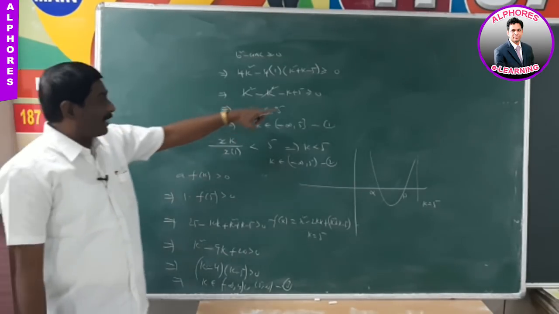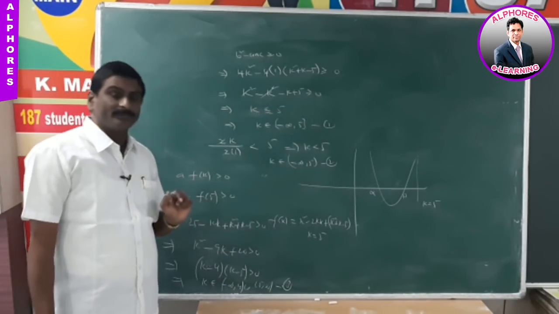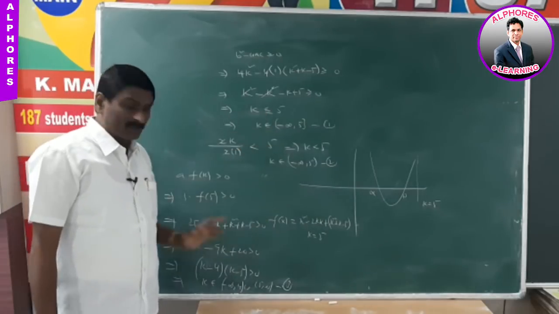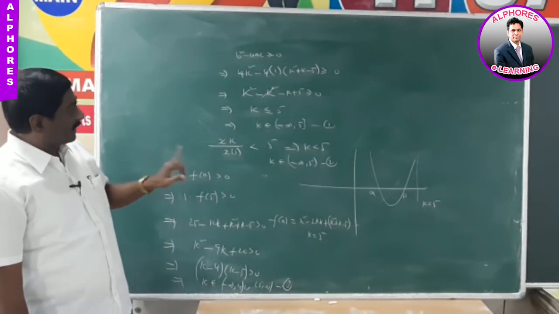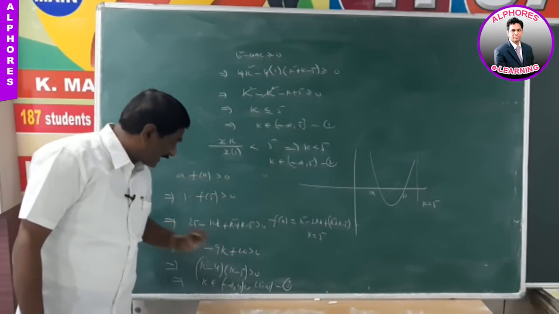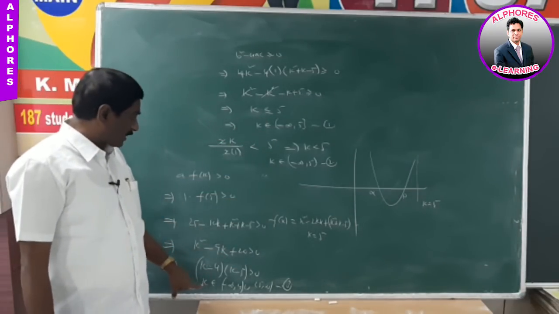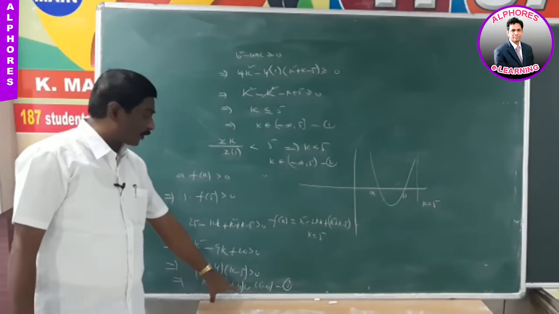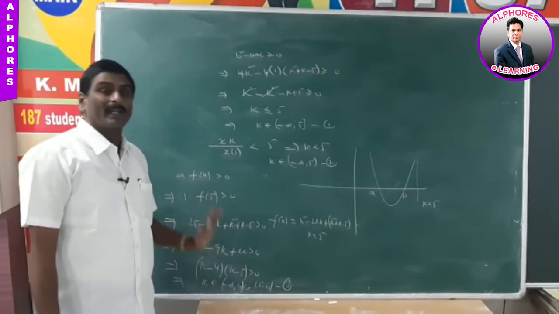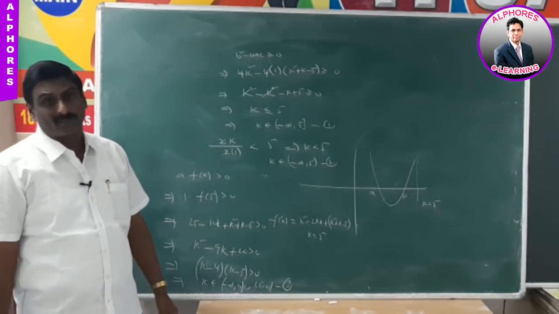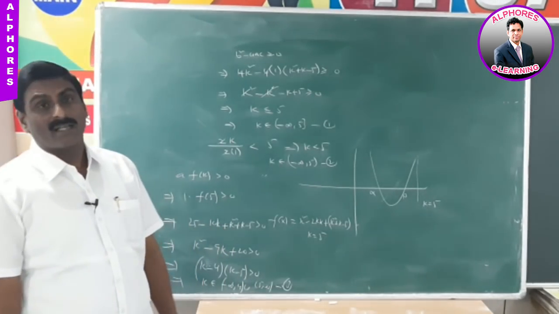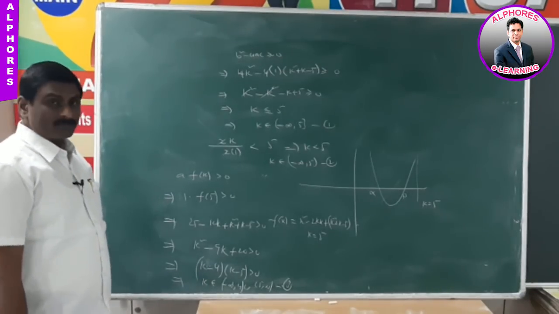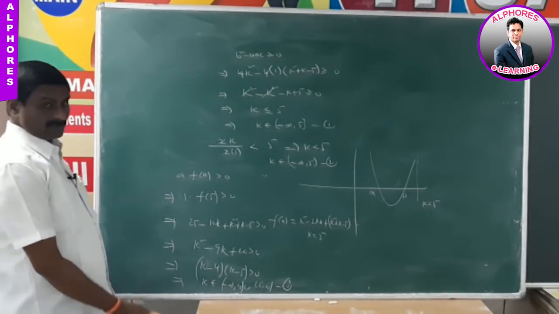Now we find the common solution for 1, 2, 3. By drawing the number line and finding the common solution, the common solution of these 1, 2, 3 is minus infinity to 4. Minus infinity to 4 is the range of k. That means k is always less than 4. Okay, next, second one.